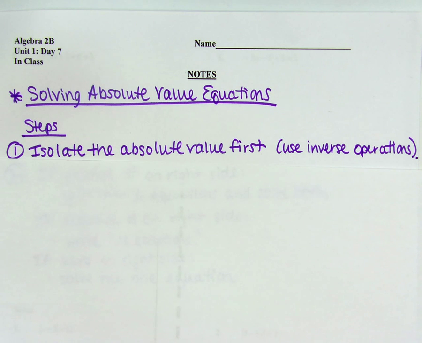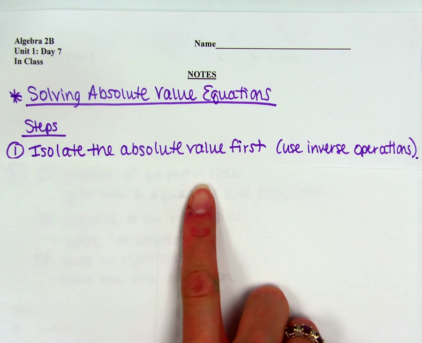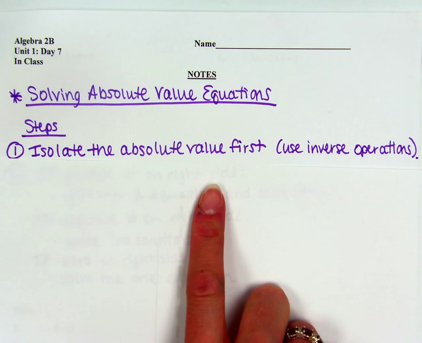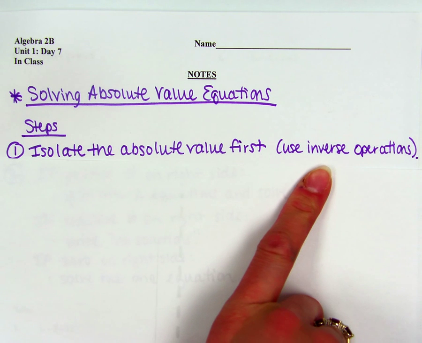When you solve an equation or an inequality, you need to first isolate the absolute value. So that's step one. We're going to isolate the absolute value just like we would isolate x by using inverse operations. So that's add when you see subtraction, you multiply when you see division, and so forth.